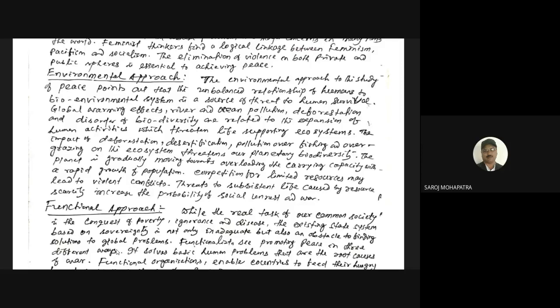So the threats to sustaining life caused by resource scarcity increase the probability of social unrest and war.